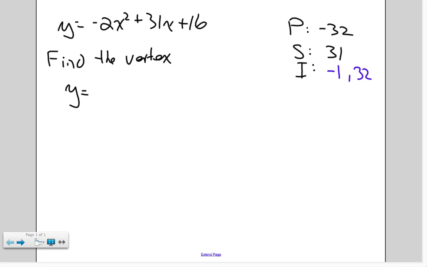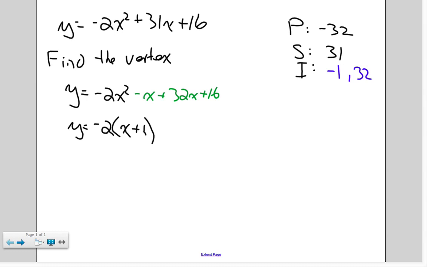So y is equal to minus 2x squared, and we decompose this to minus x plus 32x plus 16. So we're going to factor out a negative 2 out of the first two terms, so we get x plus 1. And then you're going to factor out the 16 from the other one.